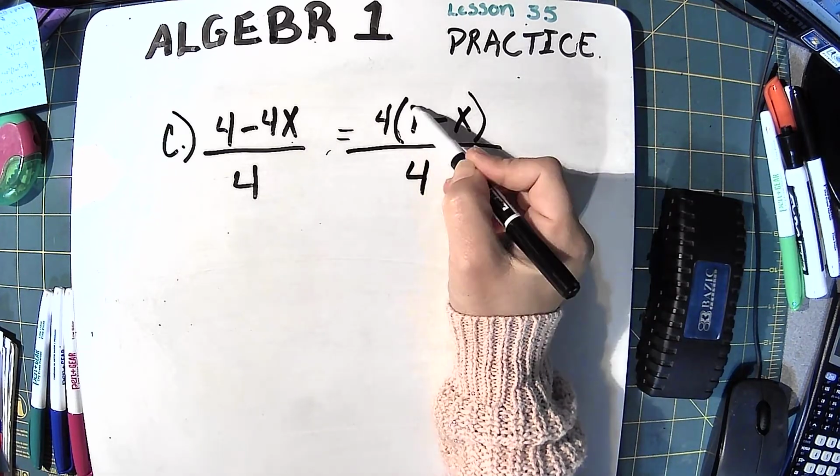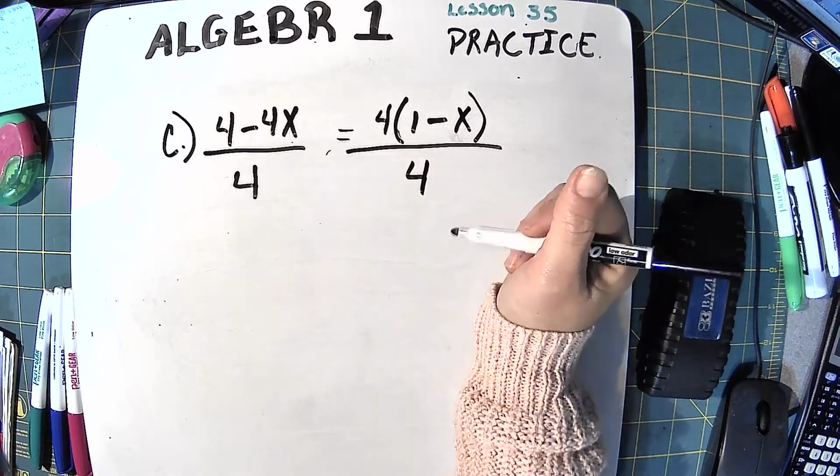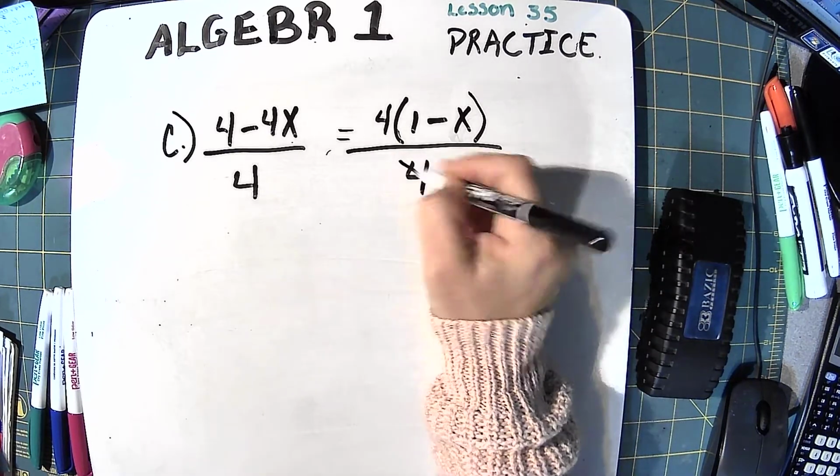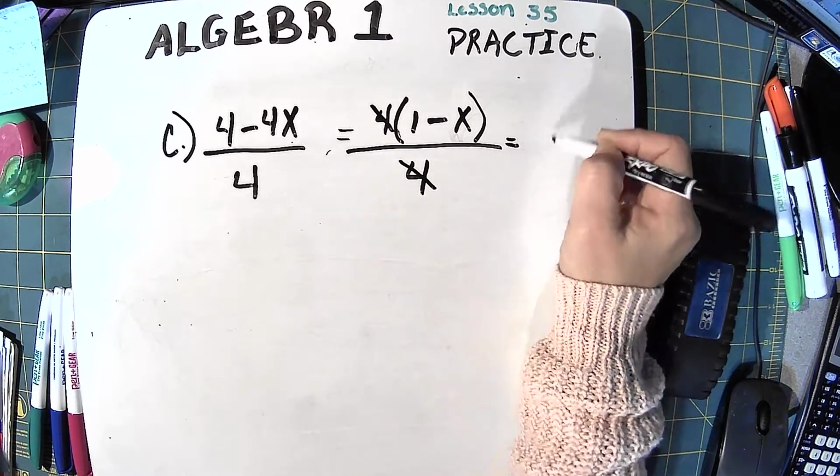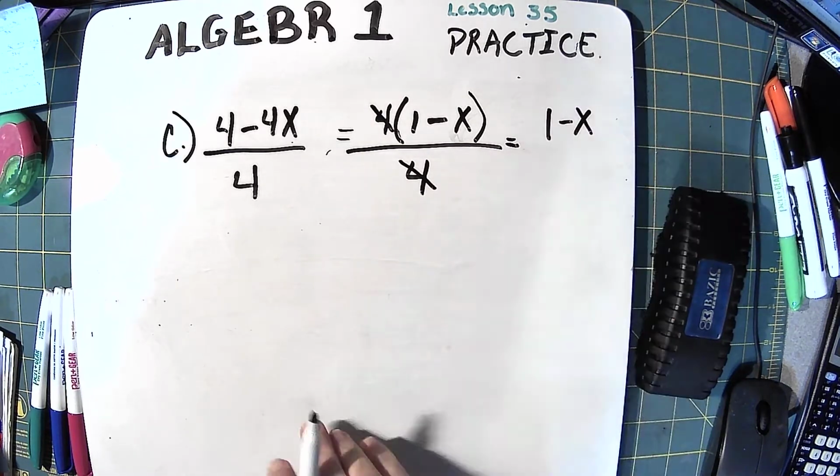So if I multiplied that out, I'd have 4 minus 4x. I just did the opposite of that. Those cancel, so my answer is 1 minus x.